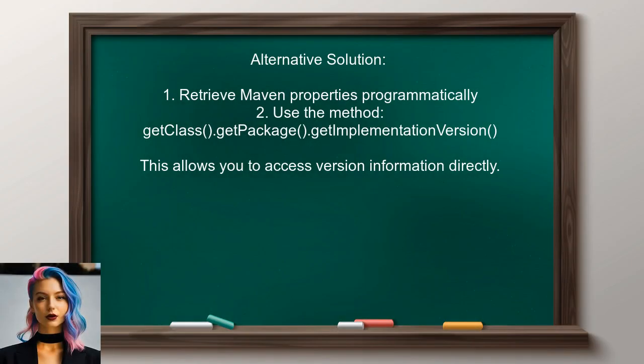An alternative solution provided by another user suggests retrieving Maven properties programmatically. They recommend using the method getClass().getPackage().getImplementationVersion() to access the implementation version directly.